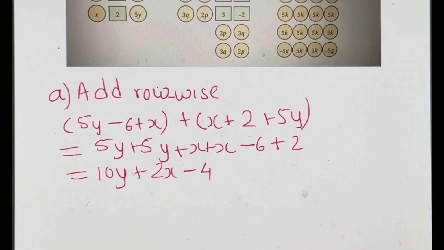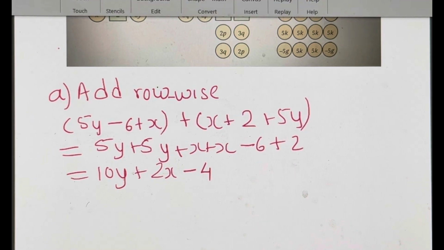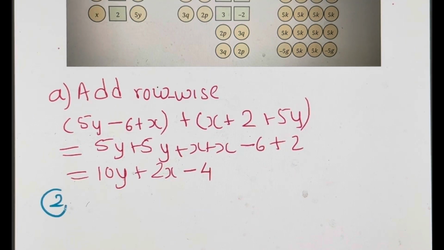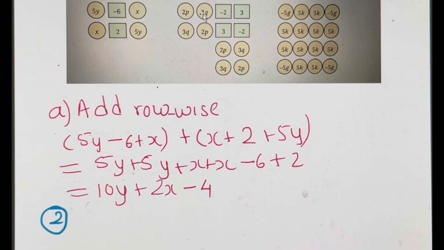Let us try to solve it another way. Second way for the same expression. Here you can see the like terms. Which are the like terms? x appears 2 times, so you can write it as 2 into x. Then 5y is also 2 times, so plus 2 into 5y.